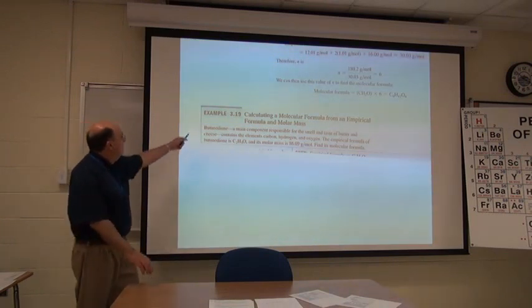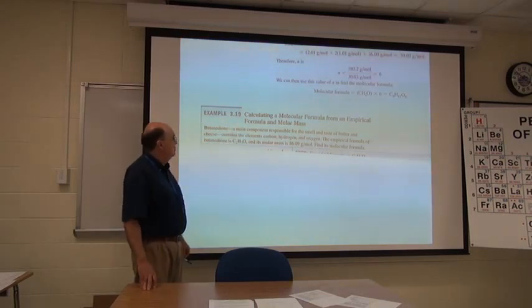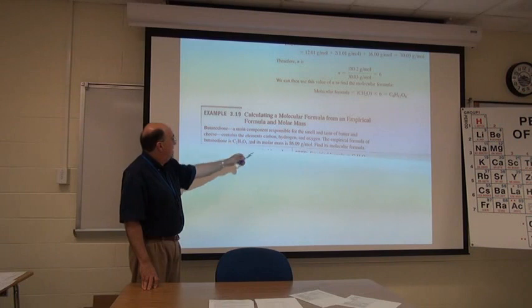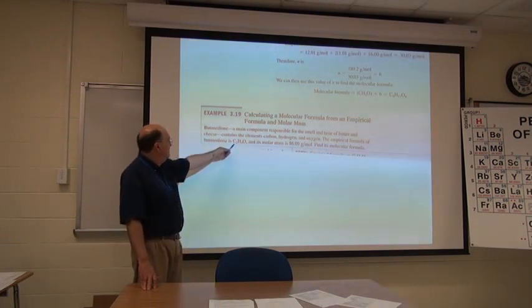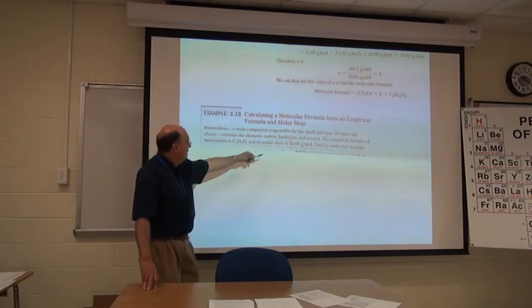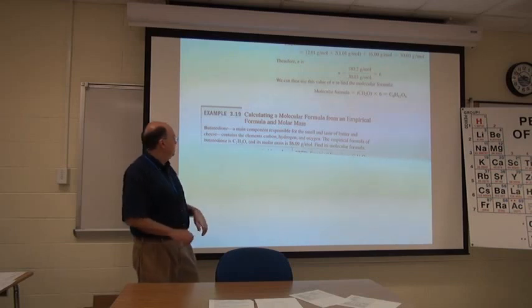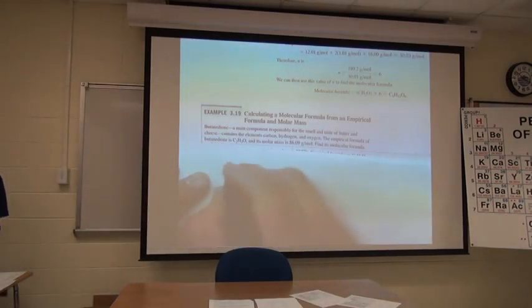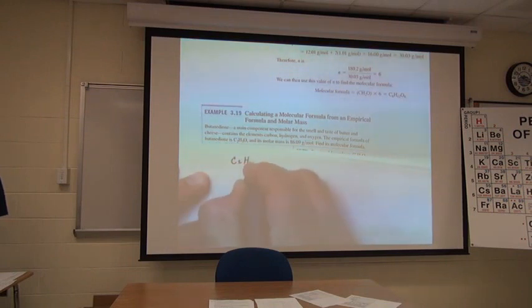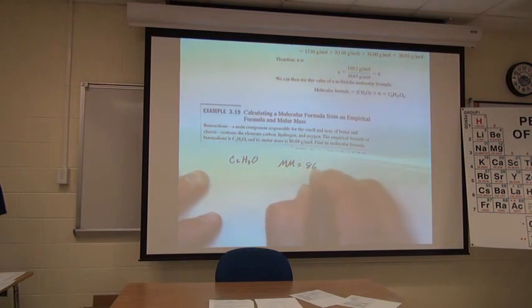Okay, here we go. Butadione, a main component responsible for the smell and taste of butter and cheese, contains the elements carbon, hydrogen, oxygen. The empirical formula is C2H3O, and the molar mass is 86.09 grams per mole. What is its molecular formula? So we got C2H3O, and the molar mass equals 86.09 grams per mole.